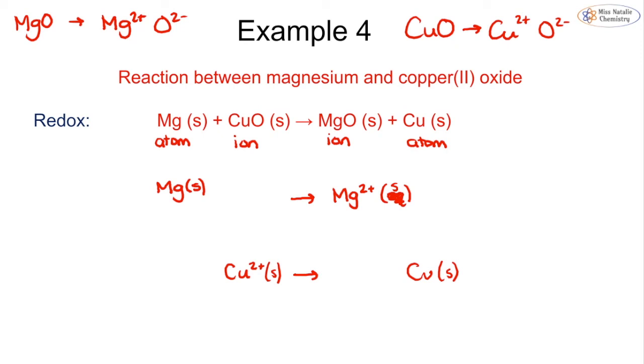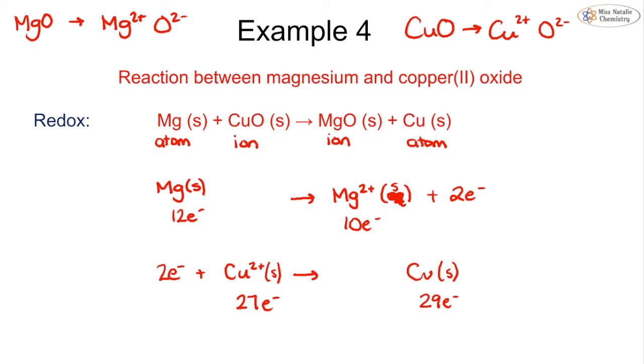So magnesium has an atomic number of 12. When it becomes a magnesium 2+, it has lost 2 electrons. So this becomes 10. So I need to add 2 electrons to the right-hand side. When I look at copper, I've got 29 electrons when it is an atom. When it becomes an ion, it becomes 2+. So then the left-hand side only has 27 electrons. So I need to add in 2 more in order to balance it.